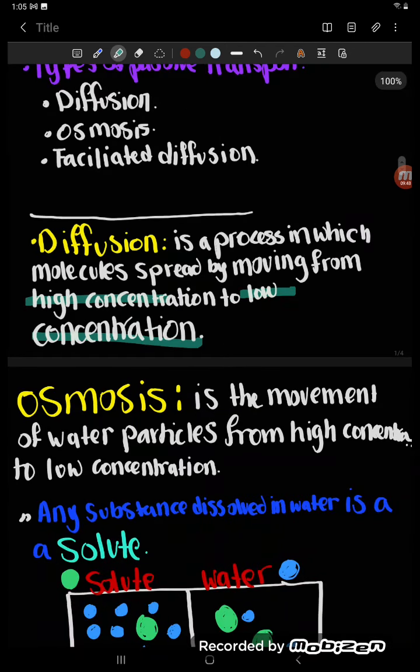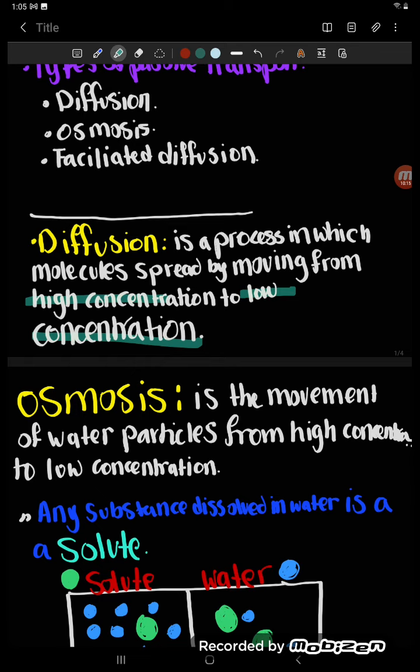Now let's come to osmosis. Osmosis is really just diffusion, but for water molecules. Diffusion was basically for small, lipid soluble molecules. Lipid soluble means they can pass through the phospholipid bilayer of the cell membrane. But osmosis is the movement of water.